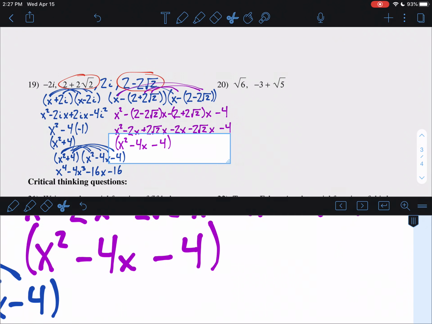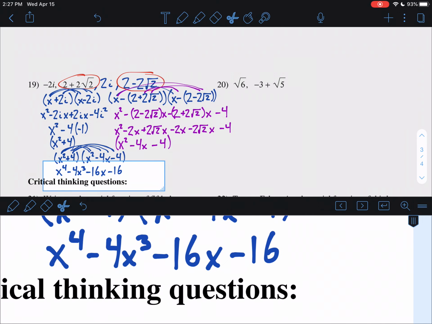You do have to do these mini foiling, and it does take multiple steps to get the polynomial. But I know you guys can do it. I've seen the work you've been putting in the past couple of weeks. I really do appreciate you guys. I appreciate the online learning you've been doing. I know it's difficult, and I'm just really proud of you guys. So keep it up. Thank you.